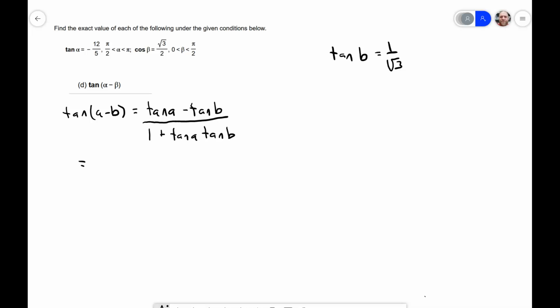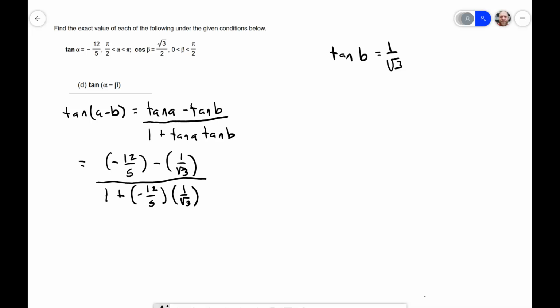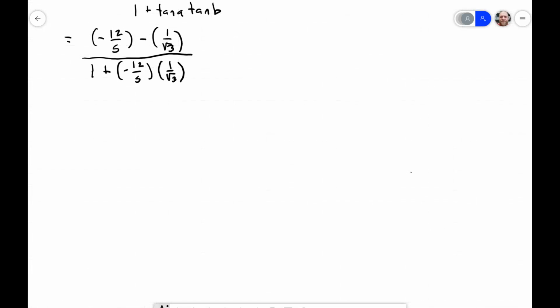All right, so let's go in and do this one because it is a beast. Substituting everything in, we're going to have negative 12 over 5 minus 1 over the square root of 3, all over 1 plus negative 12 over 5 times 1 over the square root of 3. Give myself some more room here, and then we're just going to get some common denominators and work this thing through a little bit.